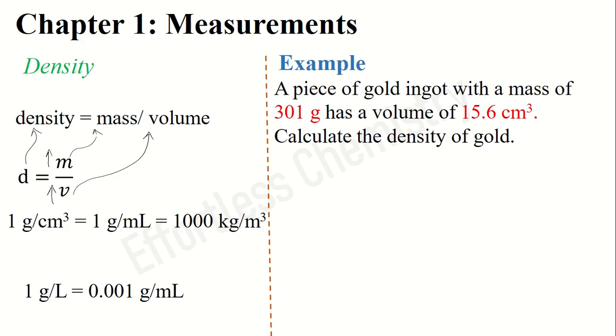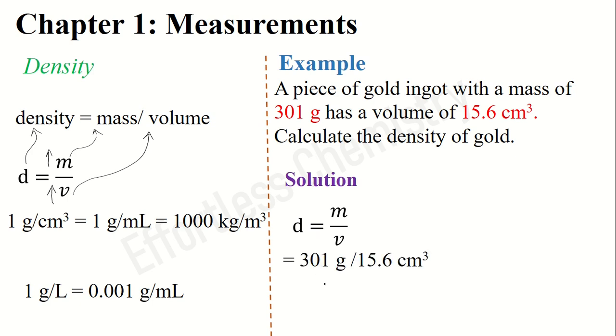A piece of gold ingot with a mass of 301 grams has a volume of 50.6 cubic centimeters. Calculate the density of gold. It's easy by writing the equation of density. We substitute the amounts that we have here. We have the mass and the volume. So if we divide mass by volume, we get 90.3 for density, with grams divided by cubic centimeter.